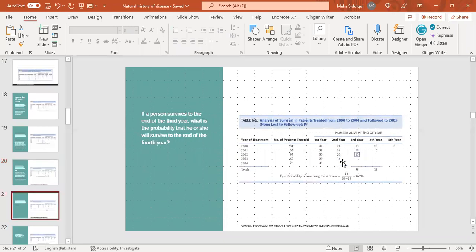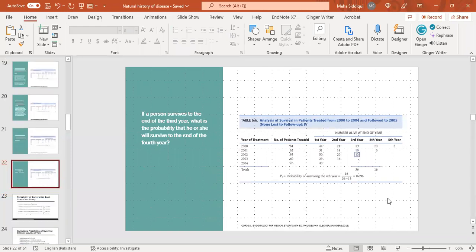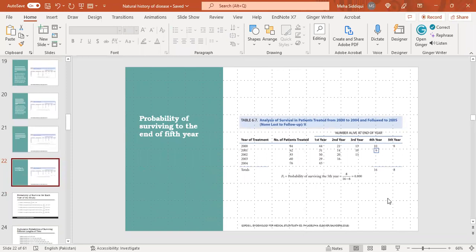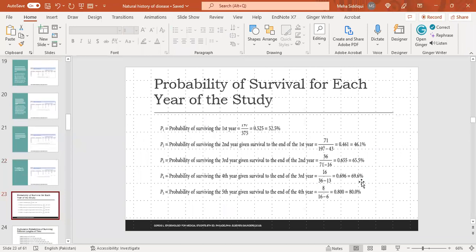Now, if a patient survives to the end of the third year, what is the probability that he or she will survive to the end of the fourth year? Again, the number of patients alive at the end of the fourth year is 16, over 36 minus 13, and 0.696 is the probability that the patient will survive to the end of the fourth year. Likewise, for the probability of surviving to the end of the fifth year, these are the patients who were alive at the end of the fifth year over 16 minus 6, that is 0.80. So these are the probabilities of survival for each year of the study.